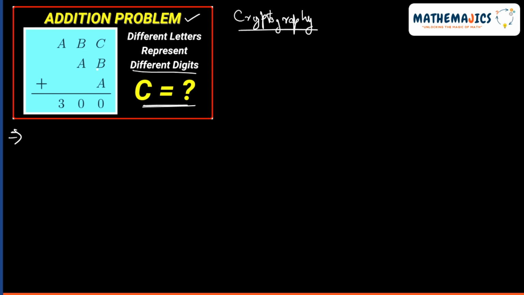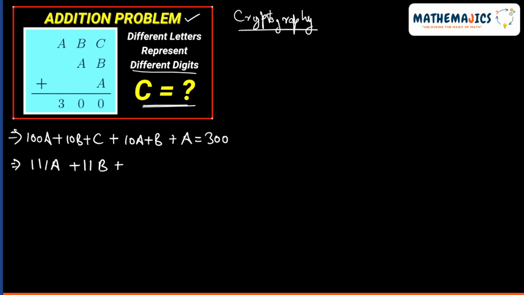We can write these three numbers in their expanded form. 100A plus 10B plus C, plus 10A plus B, and the last number is itself a single digit number, so plus A, is equal to 300. Now simplifying this further, we will get 111A plus 11B plus C is equal to 300.